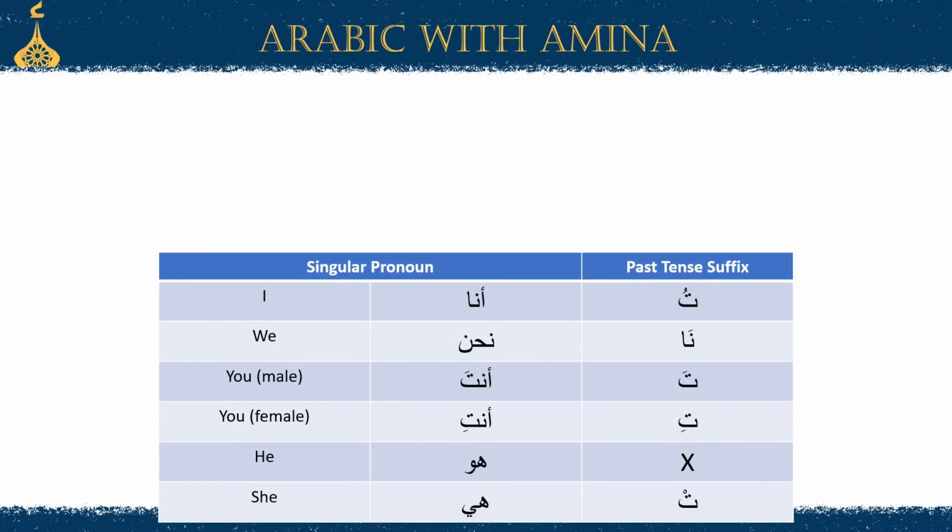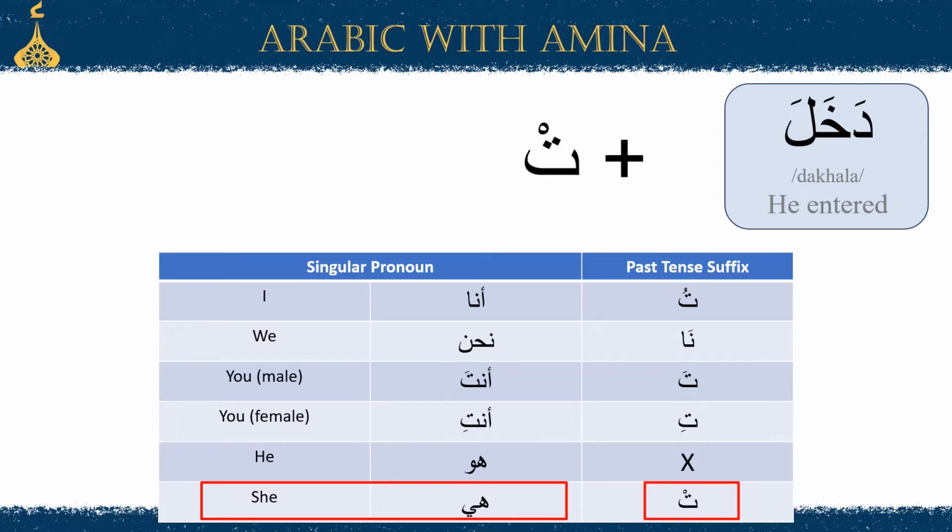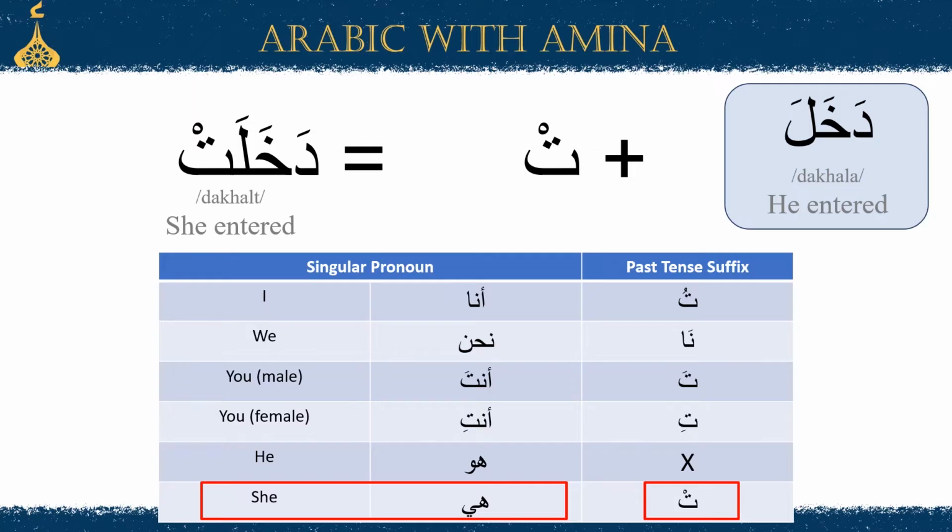Moving on to the conjugation of past tense verbs. We'll start off by attaching singular pronouns to a past tense verb. We will be using the verb دخل, which is he entered or to enter. And the first pronoun we will be conjugating is she. The suffix we will be adding is ta with a sukun on top. We simply add this to the end of the word and it becomes dakhalat. She entered.